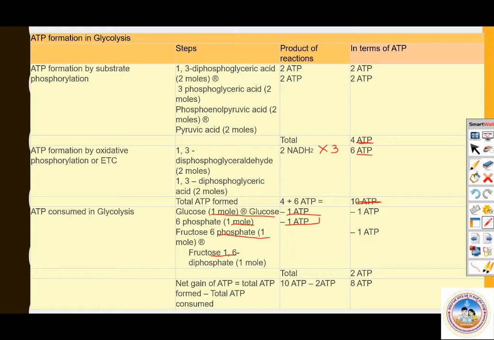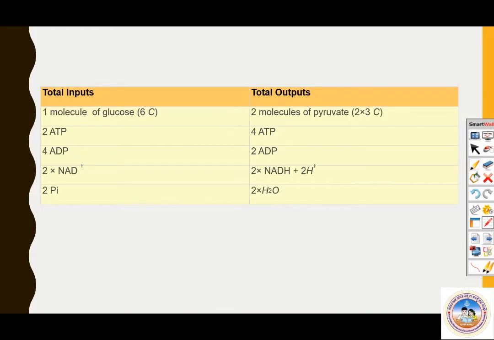2 ATP were consumed. So if you make a total net count, how many ATP were produced? 10. So 10 minus 2, in total you have got 8 ATP in glycolysis. Okay. The same thing, children, the total output is what they have written.